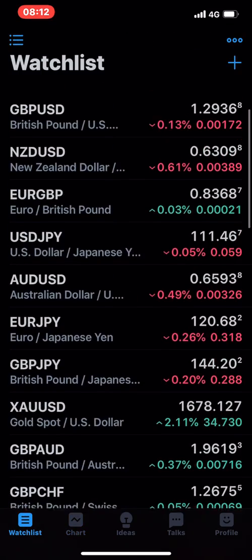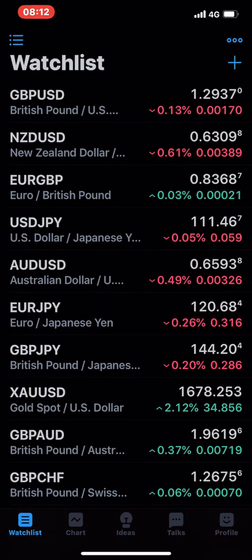I've got many more trades. I've got a few more that I'm in, but I don't want to share those yet.